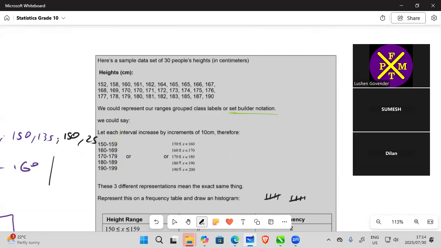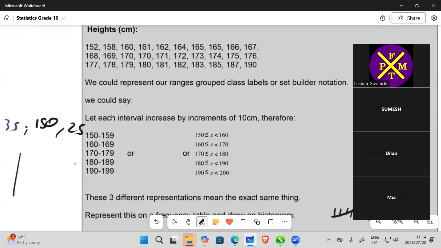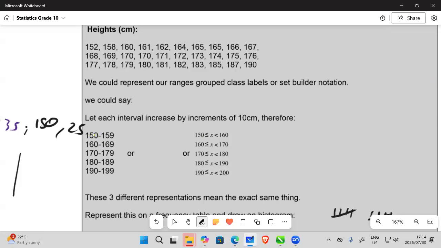Or we could use the idea that we talked about under sets, which is what? Set builder notation, right? So look at this here, two ways of saying the exact same thing. This one says that in this category, it must start from 150 and end at what? 159. In this category, it must start from 160 and end at 169. Here, this is saying the exact same thing, just a different way. You're starting at 150 and you're ending at what?